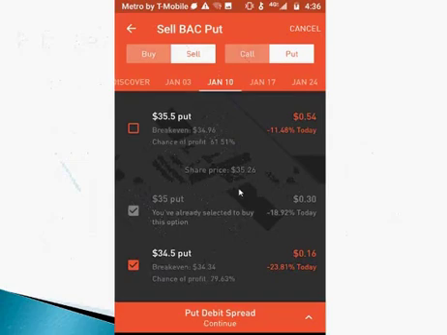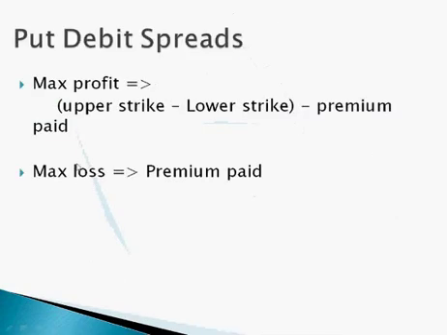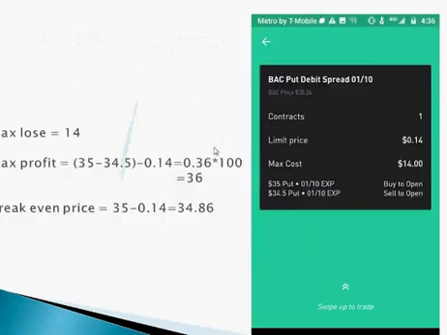Let's look at how to place a put debit spread. We're going to buy the 35 put option, and then sell the $34.50 put option. The maximum profit is going to be the upper strike price minus the lower strike price minus the premium paid. The maximum loss is going to be the premium that you paid for this spread. Let's look at it. The maximum loss is going to be $14. The maximum profit is going to be $36.